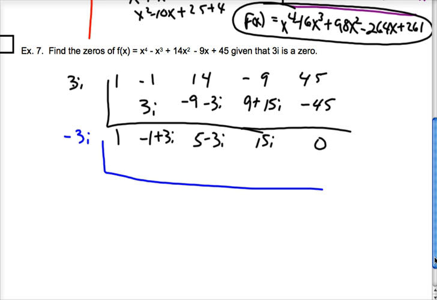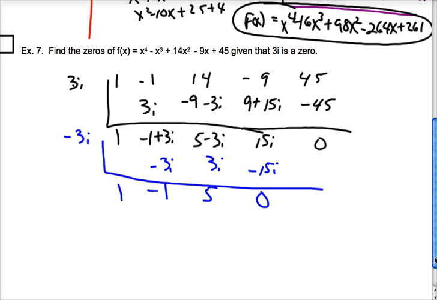But now watch, if I use negative 3i, drop the 1, multiply, get negative 3i. Add, get negative 1. What's negative 3i times negative 1? It's 3i. Add, get 5. What's negative 3i times 5? Negative 15i. Add, you get 0. Look, we just showed that we have 3i and we have negative 3i.